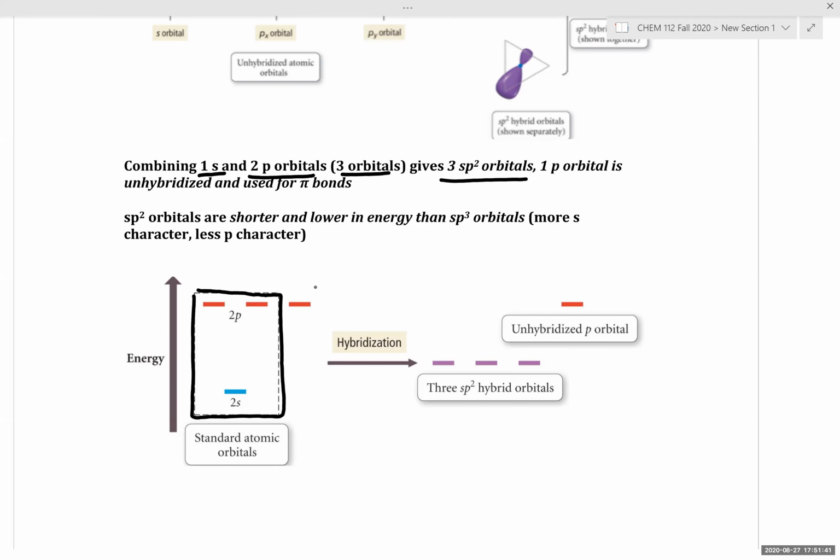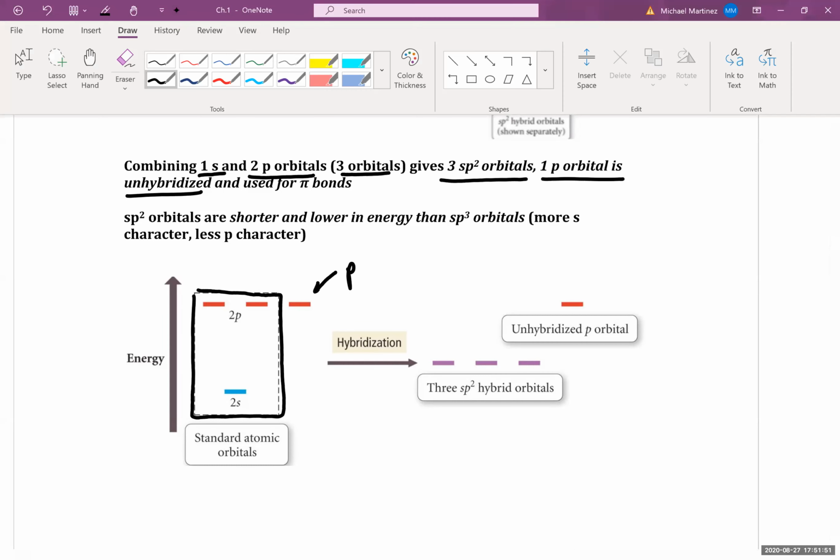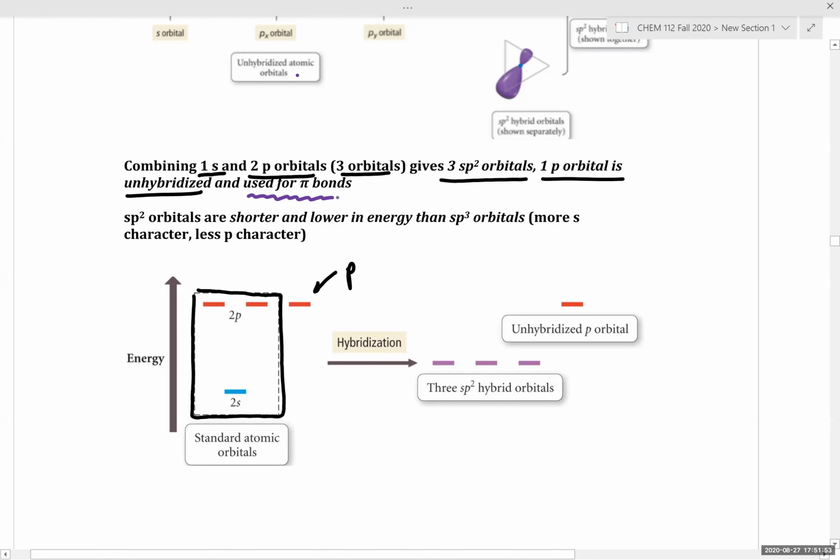The third p orbital, exactly right. We have an unhybridized p orbital. There's a p orbital left over that is unhybridized. And this leftover p orbital is really important because it can be used to form pi bonds.